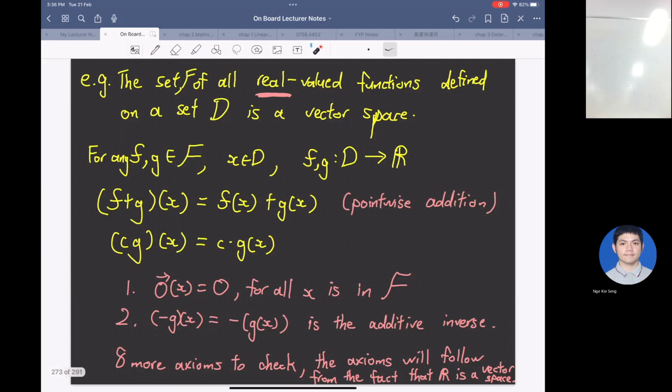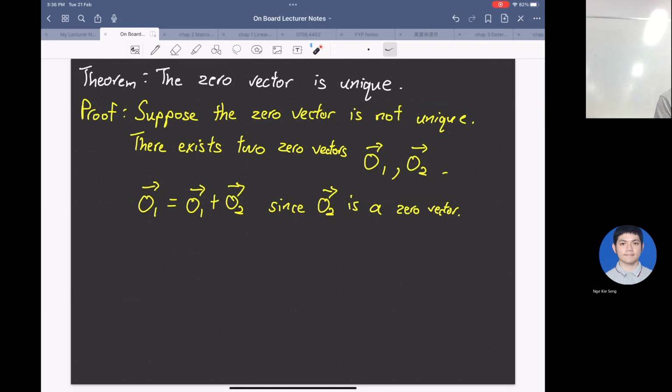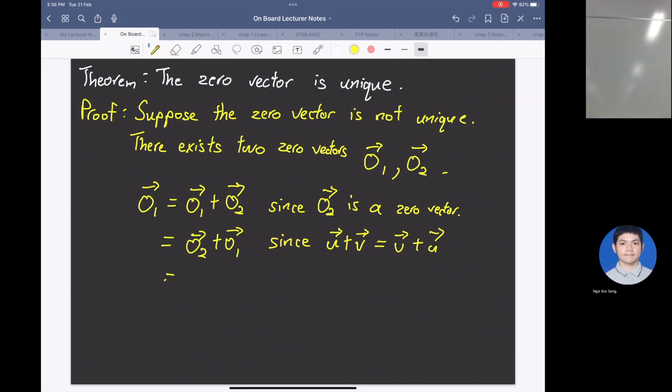So what can you do next? What I do is I swap them. Why can I swap them? Since u plus v equals v plus u, because our addition is commutative. You check the table again, so you can swap it. So now I can get 0_2, because 0_1 is a zero vector. So now we have proved that 0_1 is equal to 0_2. Any 0 you can get is the same 0. But we didn't include this line inside our axioms, right? But we can get this result, so we call it a theorem.